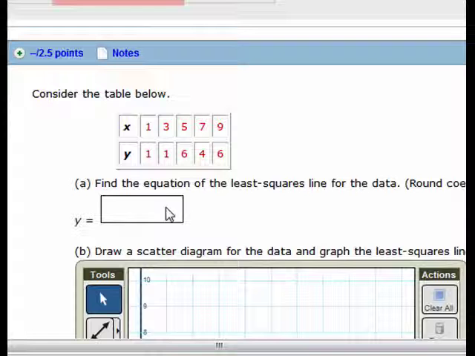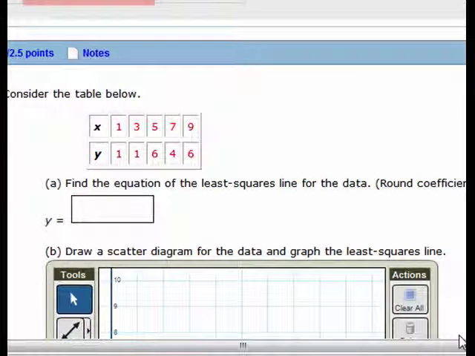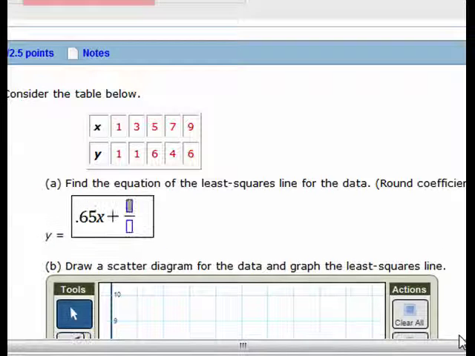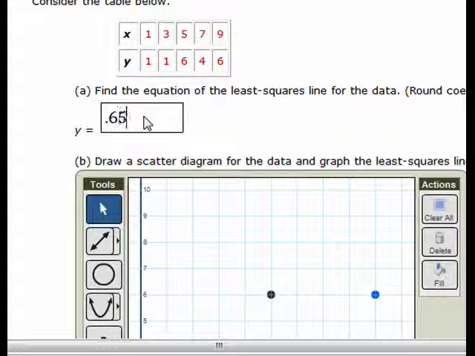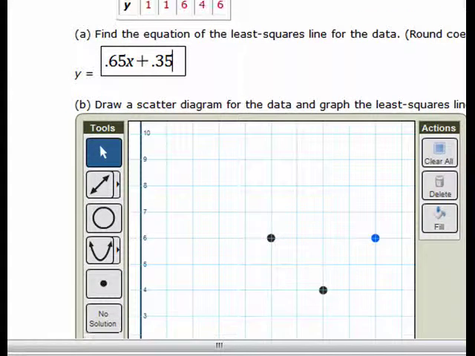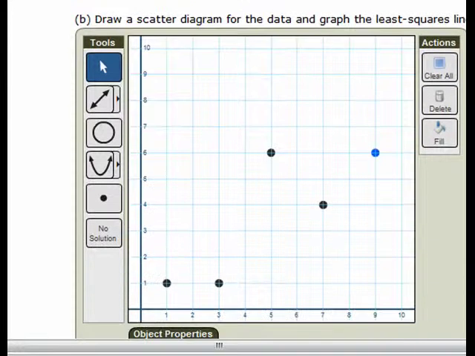Okay, so when I use my calculator to get the least squares line or the regression line, notice it brought that calc pad up. I don't know that I really need it. It says round coefficients to 2 decimal places. And they just happen to be 2 decimal places from my calculator. So I get y equals 0.65x plus 0.35. And then I'm going to go ahead and check my answer before I add my graph, but I think I'm going to try and do the graph right now.